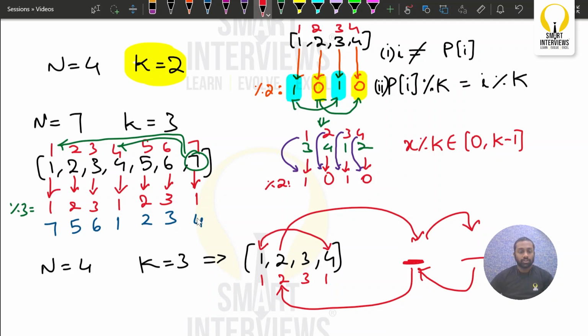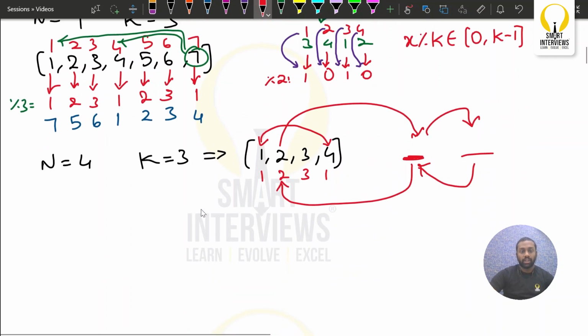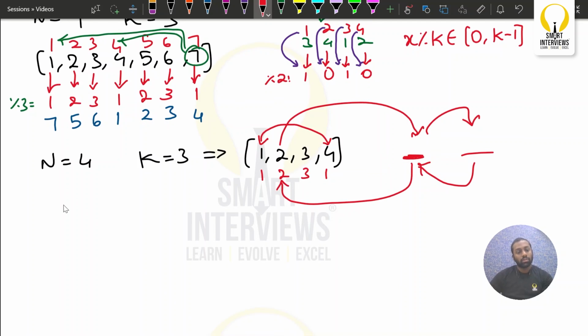Similar thing. So ultimately, what do I need to know? For every remainder with k, that is 0, 1, 2, up to k minus 1, I need to know how many numbers are going to come over there. Not just the count is sufficient, we need to generate the permutation, right? So we need to know what are the numbers coming over.